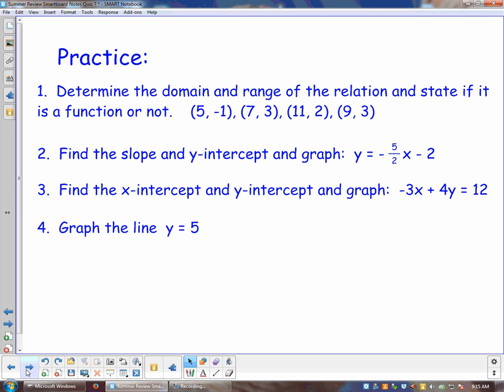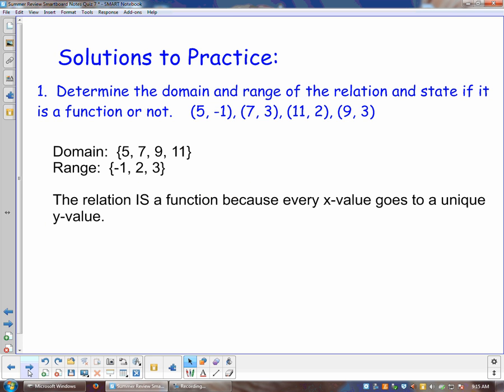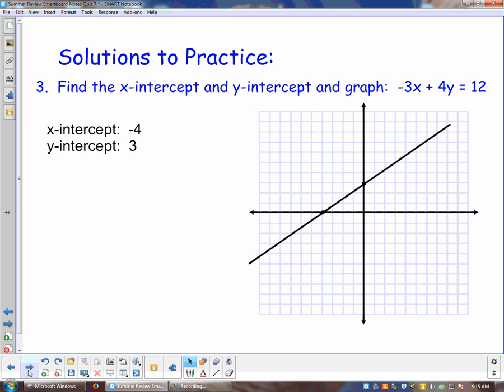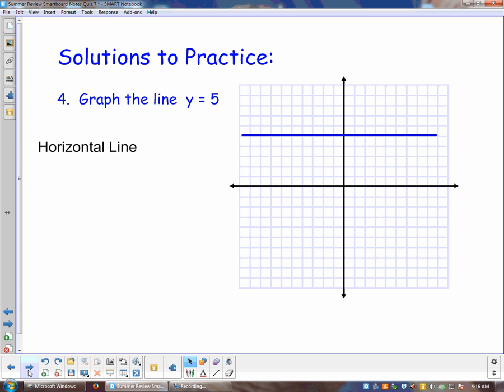All right, here we go with our solutions. So for number 1, there's the domain, there's the range, and the relation is a function because every x value goes to a unique y value. Here's the solution for the next one. Number 2, the slope would be -5/2, the y-intercept -2. The graph should look like that. All right, here's number 3. The x-intercept is -4, the y-intercept is 3, and the graph would look like this. And here's number 4, y = 5 would be a horizontal line, and it would look like that.